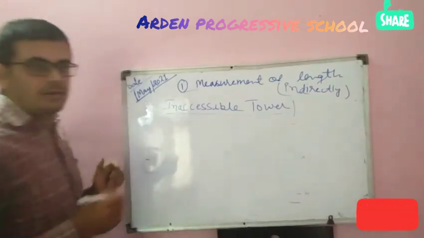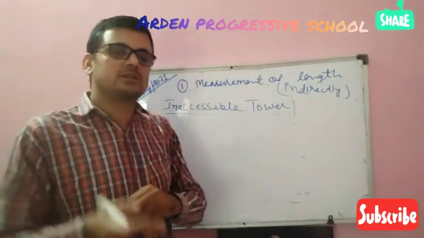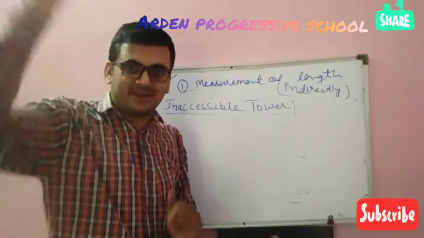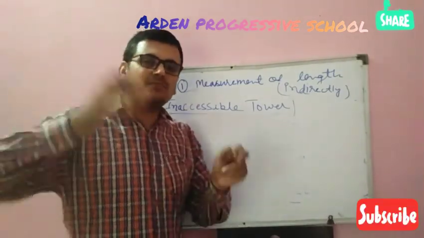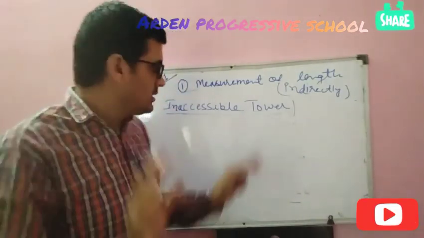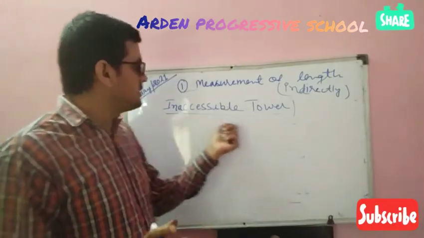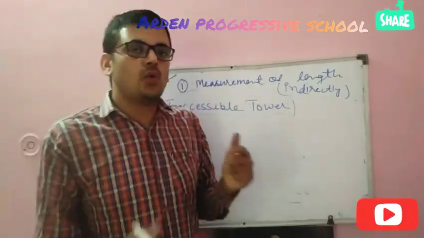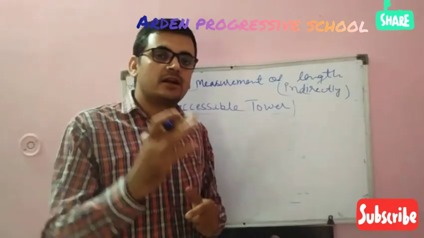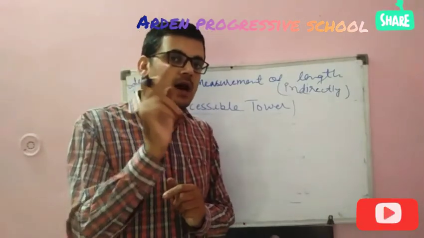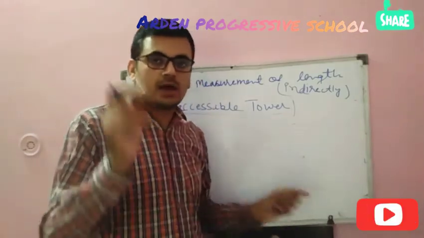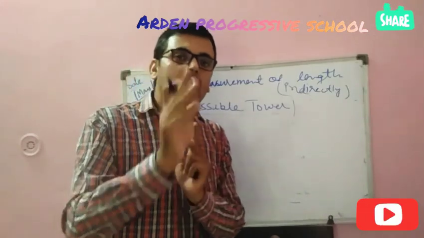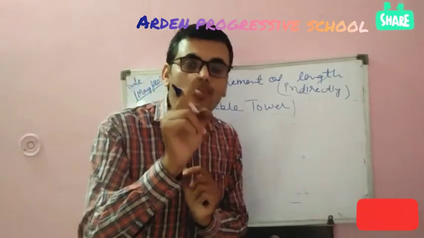This is not only for a tower. This is for a long tree, a long hill, a very long Eiffel Tower, anything in which we cannot use any instrument. Inaccessible means the tower or the mountain whose height cannot be directly measured from the point of observation. We are not talking directly about the height.